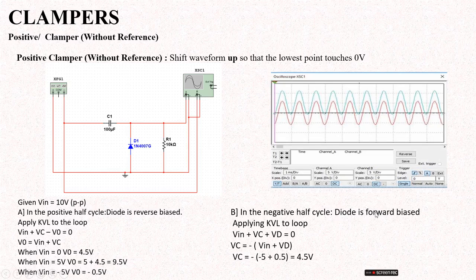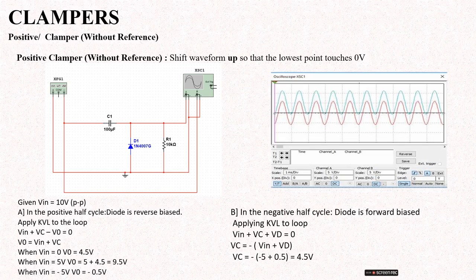And then the negative off cycle, diode is forward bias, then apply the KVL. VC is equal to minus of Vin plus VD, it is equal to 4.5 volt. Okay, so I hope all of you understood that positive clamper and negative clamper operations.